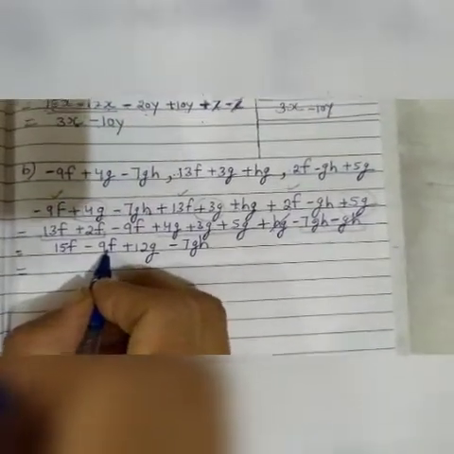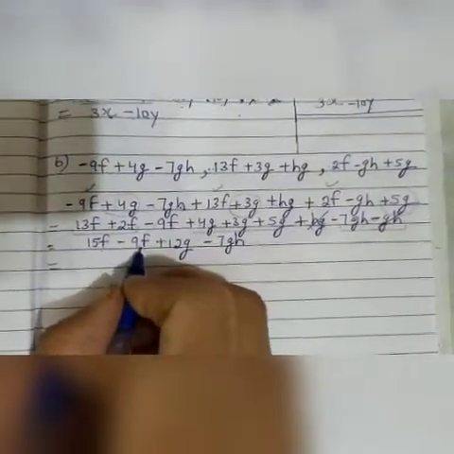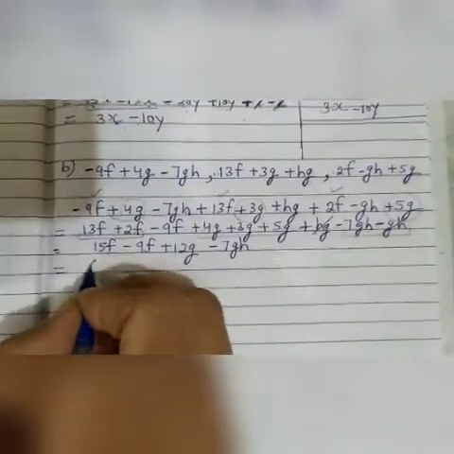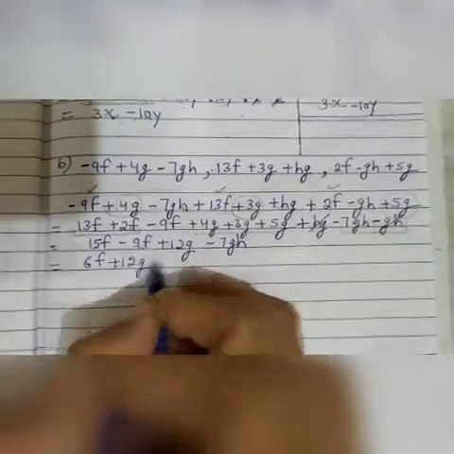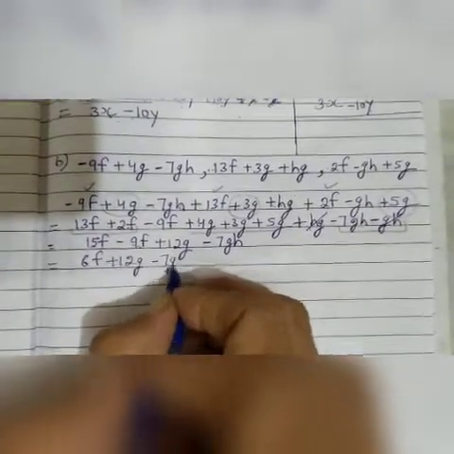Now one more line. 15f minus 9f. These are again like terms. 15 minus 9, 6f. It is 6f plus 12g, then minus 7gh.